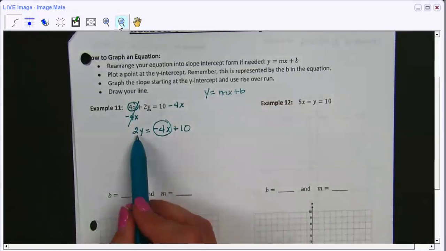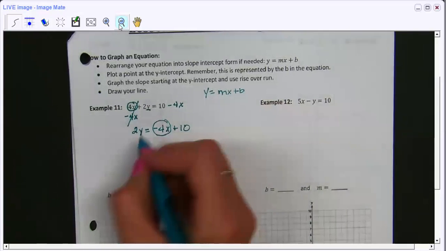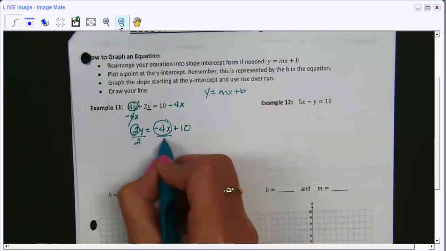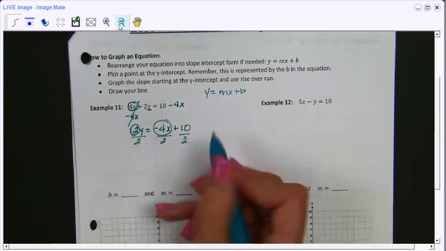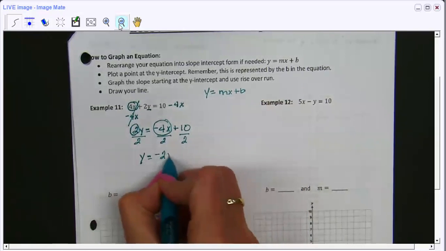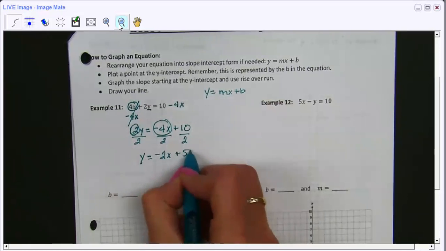Okay, now what we need to do is still isolate this y, so we need to get rid of the 2. So we're going to divide every term by 2. Okay, and we end up with y equals negative 2x plus 5.